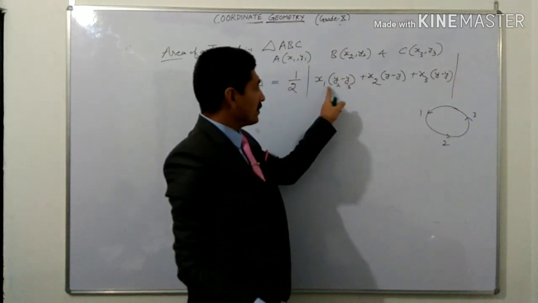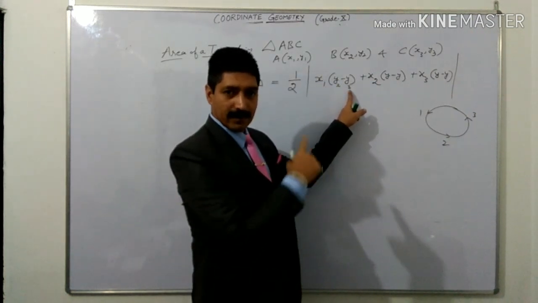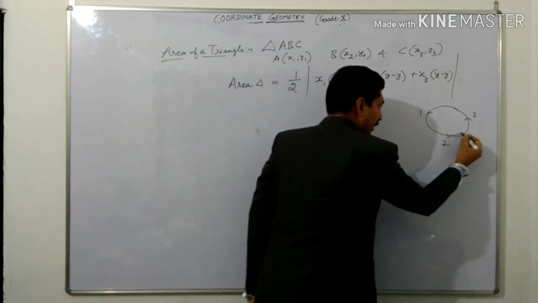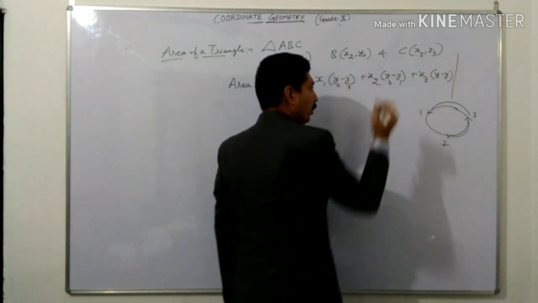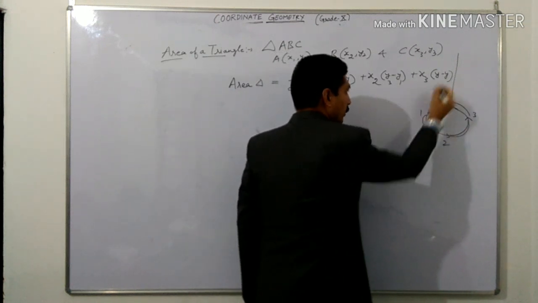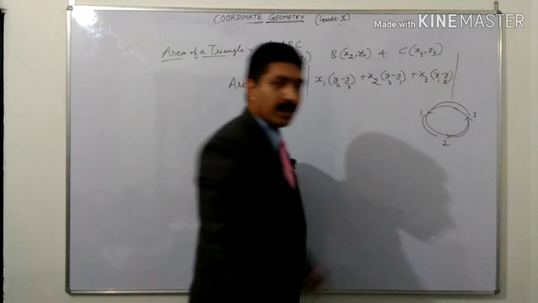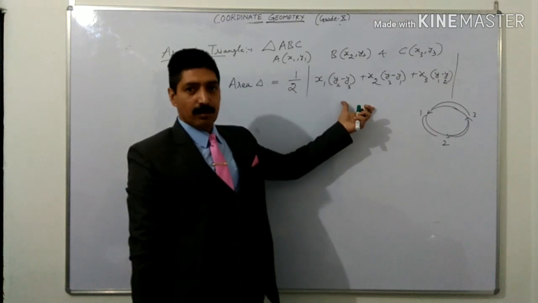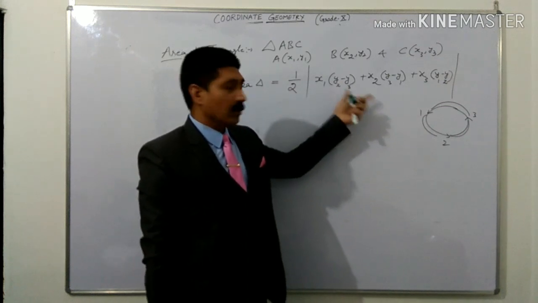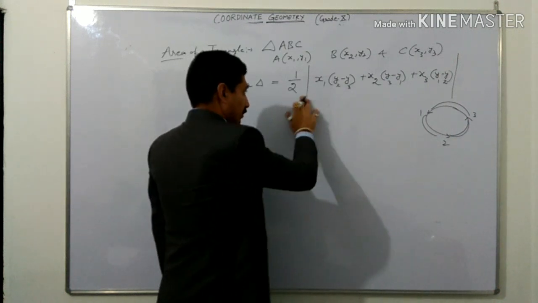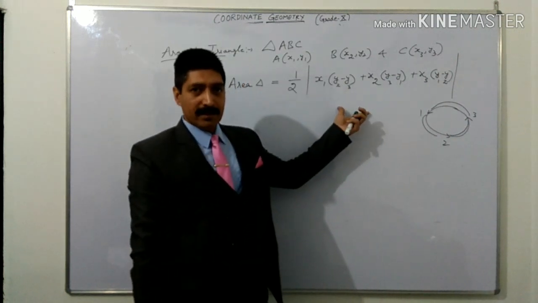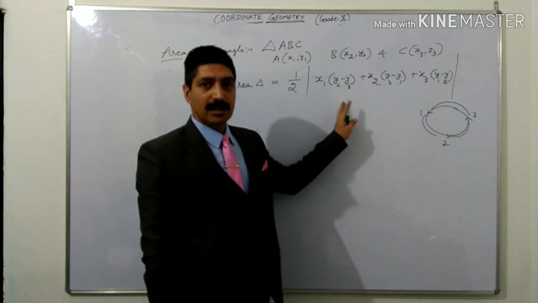Now we know this 2, 3 portion we have already written. The next portion is 3, 1, so write down 3, 1, and the last portion is 1, 2. So this is an easy way to remember this formula. We have some other methods, like making diagonals, but I hope this technique makes it easy to learn the formula.